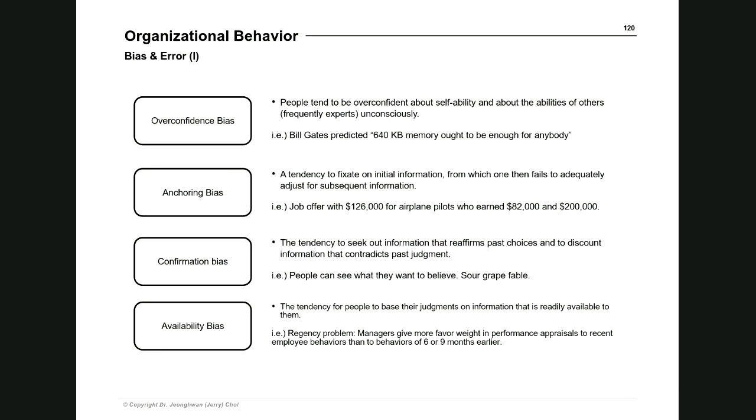First, overconfidence bias. Overconfidence bias is that people usually tend to be overconfident about our own ability and about the ability of others. Usually that is for experts, unconsciously. For example, around 30 years ago, do you know Bill Gates? Who is Bill Gates? He was the founder of Microsoft.